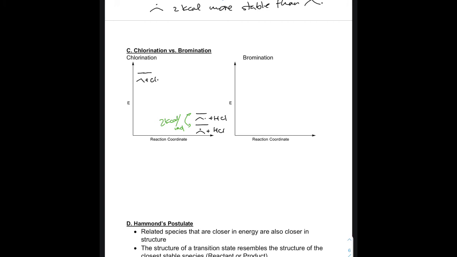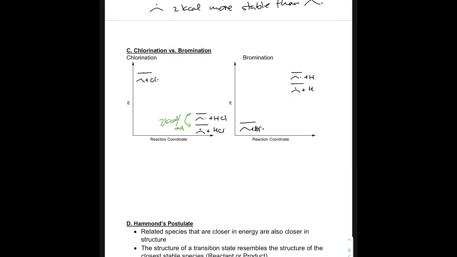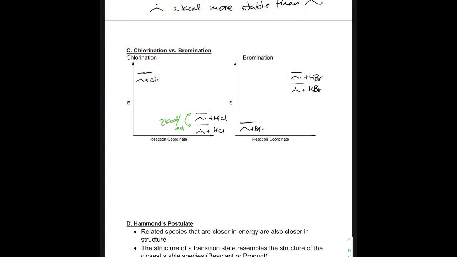And when we're talking about the bromination reaction, it's kind of the same, but we know it's endothermic, so I'm going to draw the starting material down here, and the products up here. The only thing that's different is we're getting HBr instead of HCl. Okay, so why do we bother with this? Let's think about what the diagram will look like. For the chlorination reaction, the two pathways look like this.